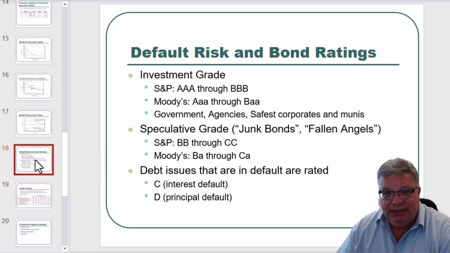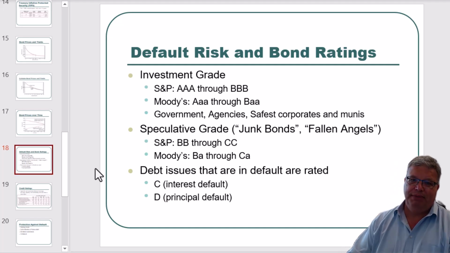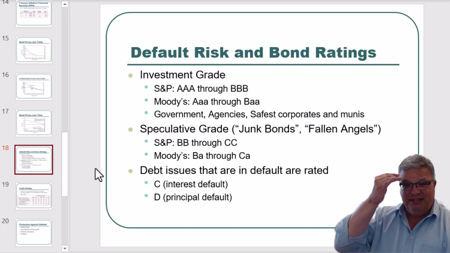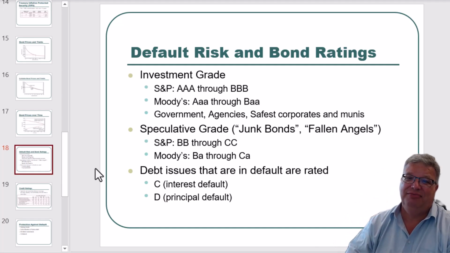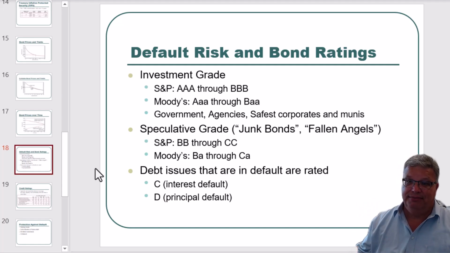All right, default risk and bond rating. So I think you guys may have gone over this a little in Finance 300. Basically we have three classes of bonds in terms of risk. There's investment grade, speculative, and bonds that are already in default.